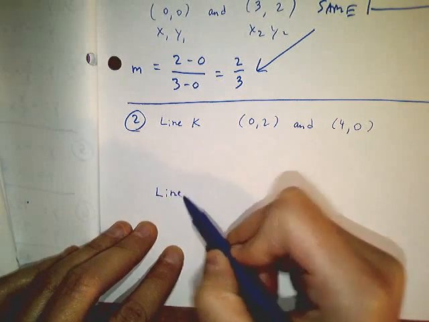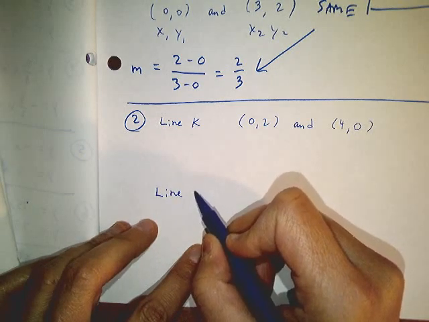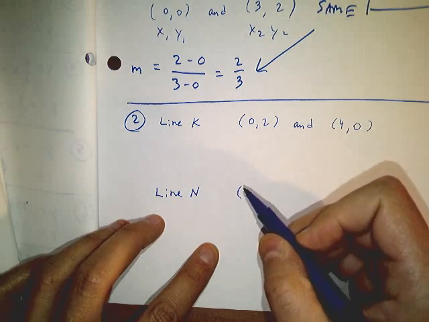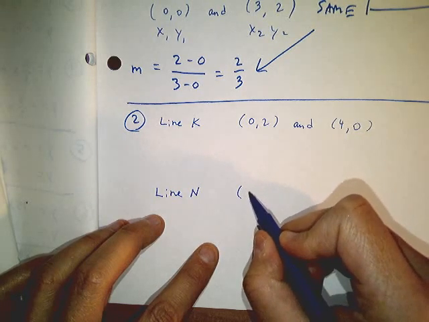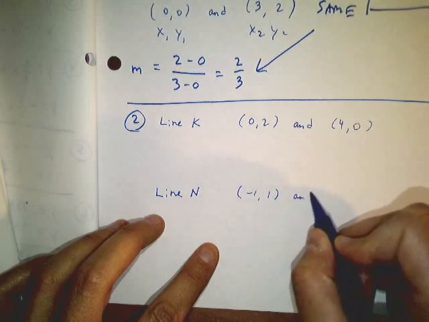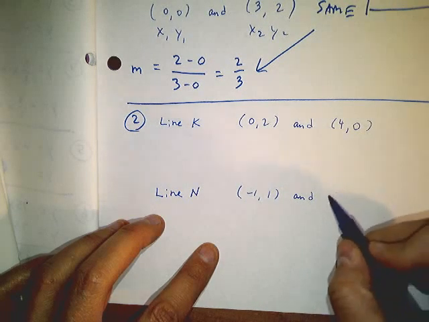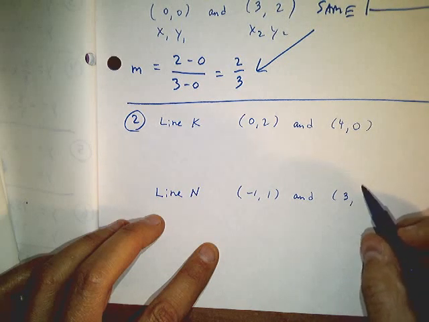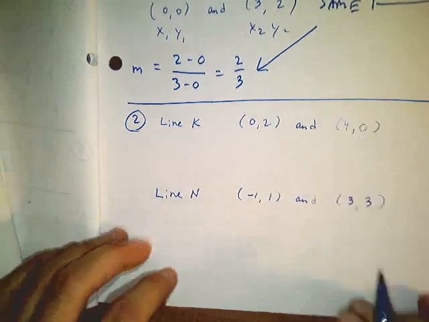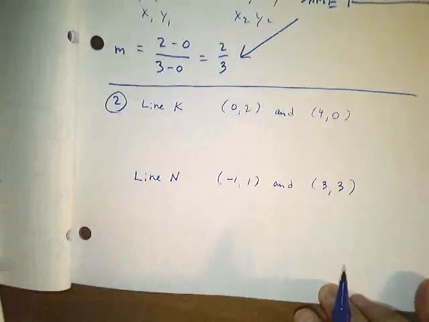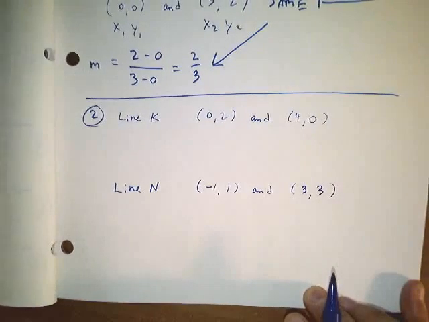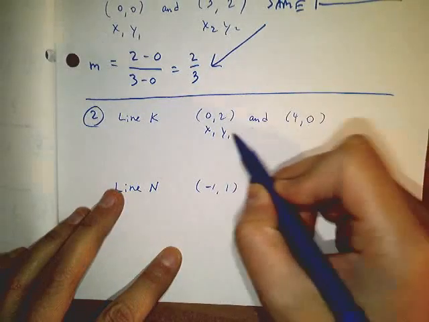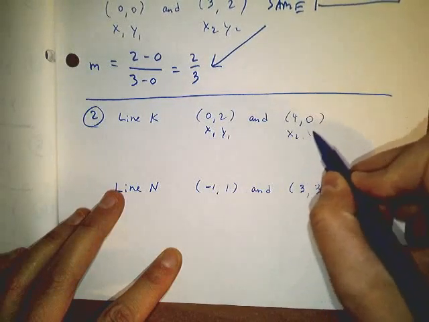And line N that goes through the points (-1, 1) and (3, 3). Okay. Are these two lines parallel or not? What do you think? Okay, well, find the slope, right? So we have x sub 1 and y sub 1, x sub 2 and y sub 2.